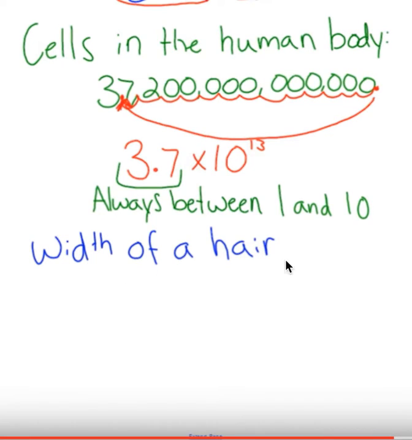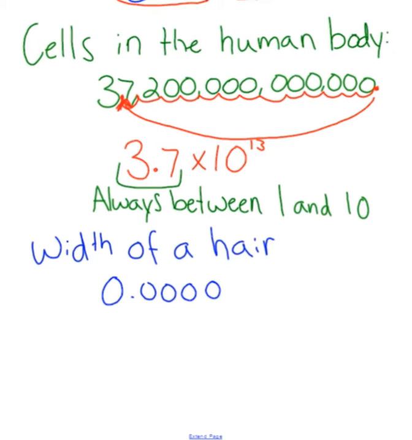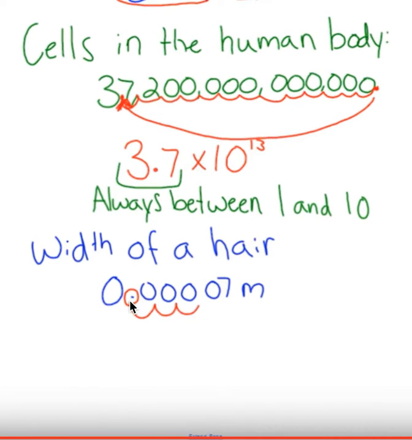So here's another example. The width of a human hair is 0.00007 meters. So I'm going to be writing this a little differently than the previous number. I'm going to take that decimal, move it 1, 2, 3, 4, 5 spaces. So I've got a number that's between 1 and 10. That's 7 times 10 to the negative 5th power.